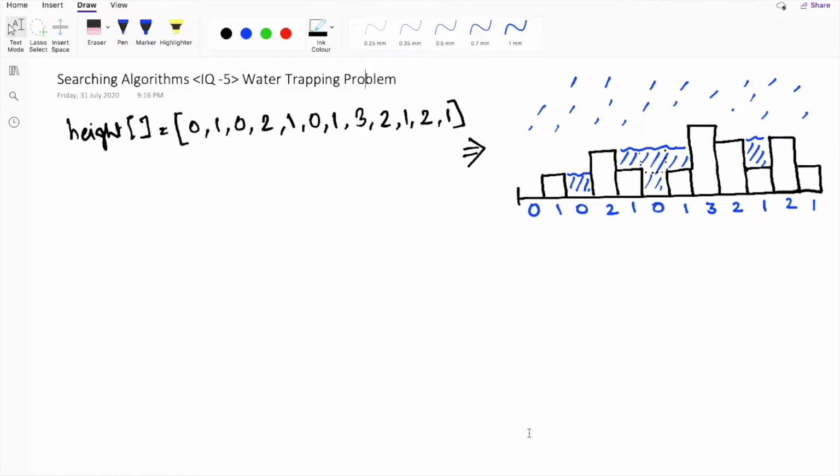So the problem statement says: given an array of non-negative numbers which represent the height of blocks, we have to calculate the amount of water that it can hold between the blocks on a rainy day. And that's why it is more popularly known as the water trapping problem.